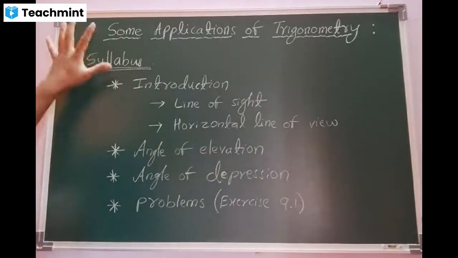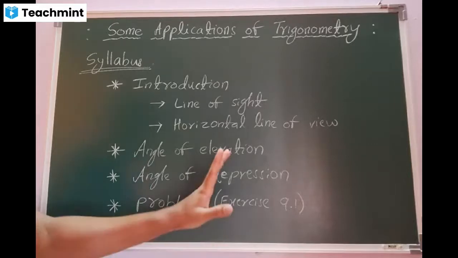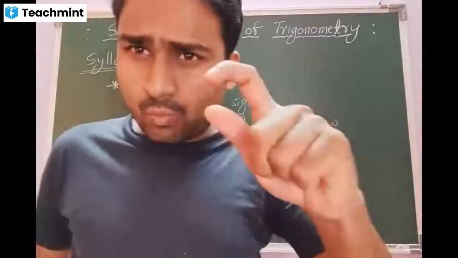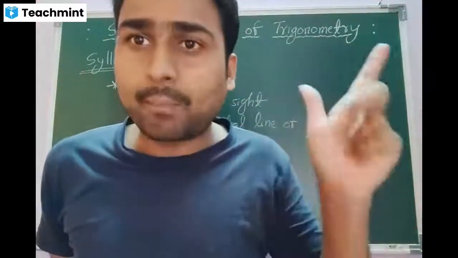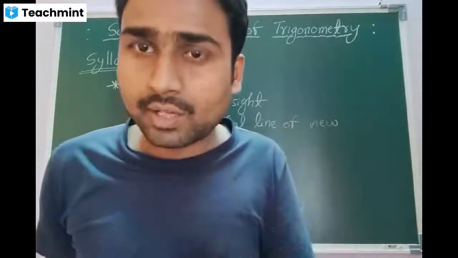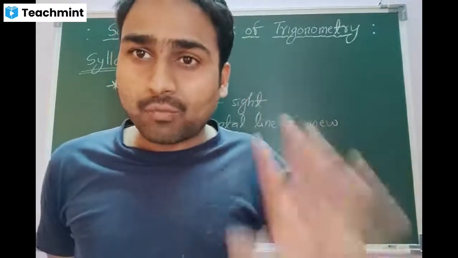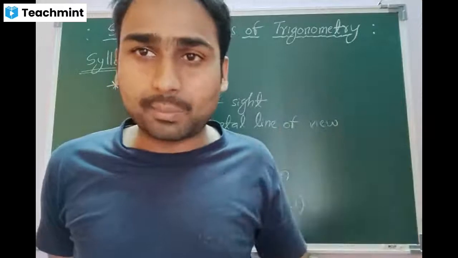Shishir, read out the syllabus once again, quick. Some applications of trigonometry. Syllabus. First, introduction. Line of sight, horizontal line of view. Then, angle of elevation, angle of depression, problems. Exercise 9.1. This chapter is a very small chapter, but having a very important concept. Because whatever we learned in the last chapter, chapter number 8, Introduction to Trigonometry, that knowledge we are going to apply in finding some of the other mathematical concepts.